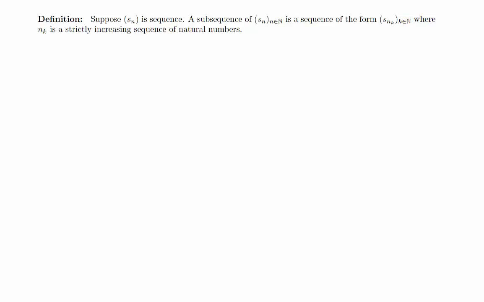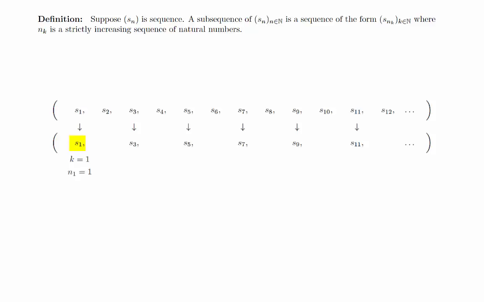Let's take a closer look at what this means. Let's say we want a subsequence that starts from the first term and takes every other term. That will look like this. Here's the original sequence, and here's us taking every other term starting from the first one. The first term of the subsequence has index k equals 1 and corresponds to n sub 1 equals 1. The second term of the subsequence has index k equals 2 and corresponds to n sub 2 equals 3. The 3 comes from the fact that this is the third term of the original sequence. This pattern will continue for the rest of the terms of the subsequence.